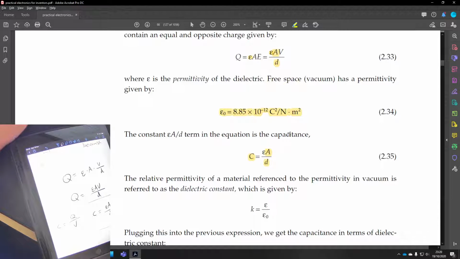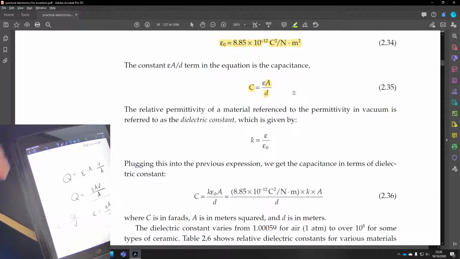Okay, that's fine. Don't worry about it. The relative permittivity of a material. Permittivity is its ability to get polarized, right? The relative permittivity of a material, reference to the permittivity in a vacuum. So you're comparing the ability for electrons to get polarized inside a vacuum versus the material itself. You reference those two things together, just like referencing a point in a circuit to ground. That's what that means.